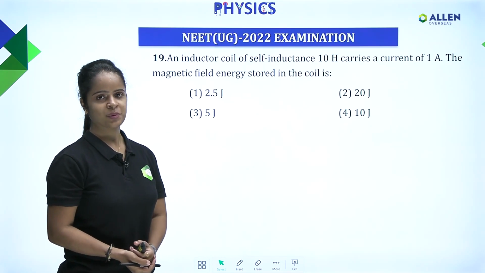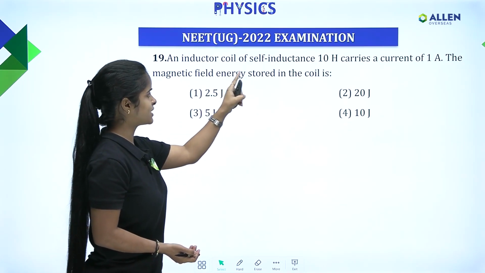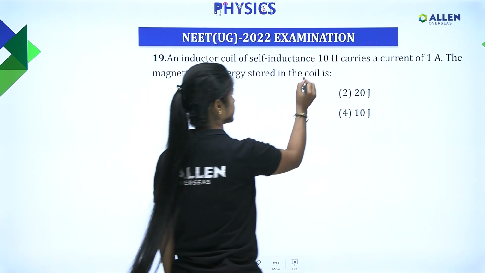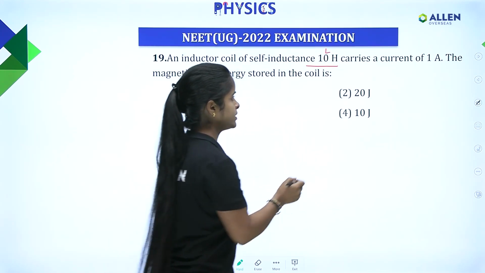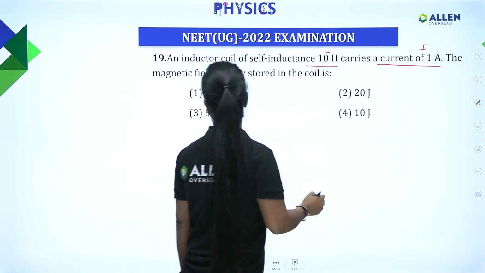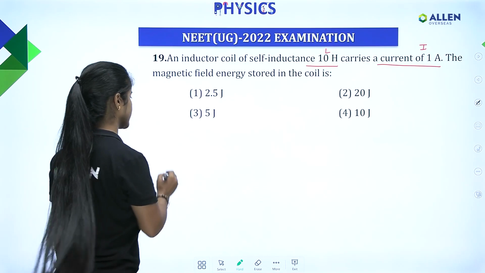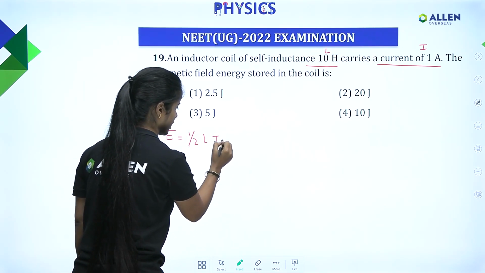Now here is the next question, question number 19. An inductor coil of self-inductance 10 Henry carries a current of 1 ampere. The value of current is also given to us. The magnetic field energy is stored in the coil. As it is known to everyone, energy E = half L I square.